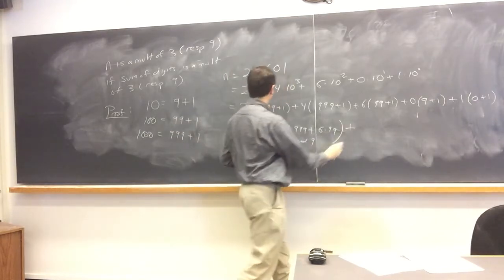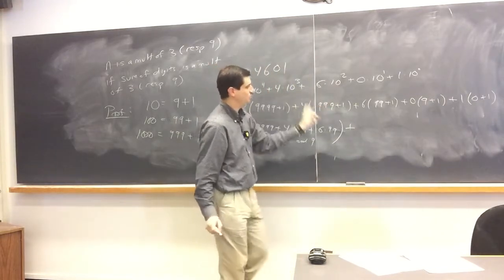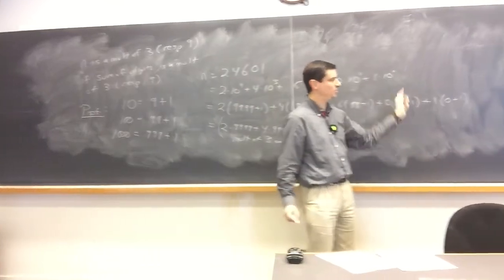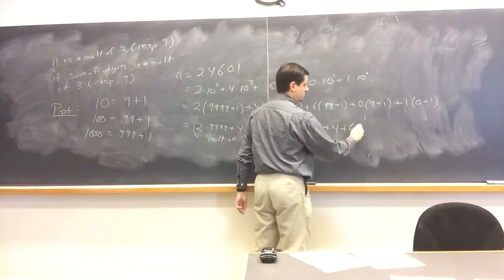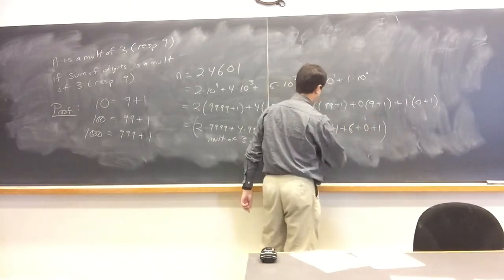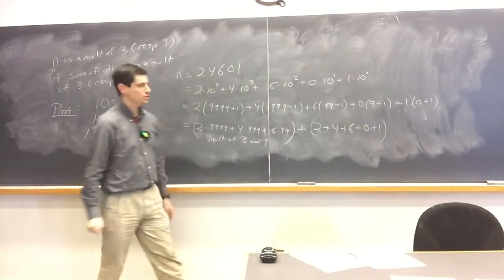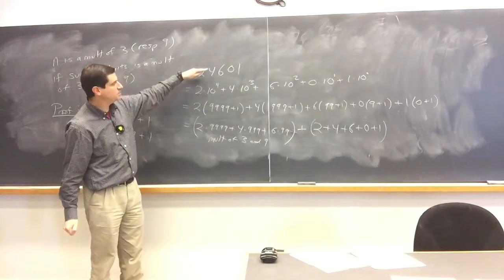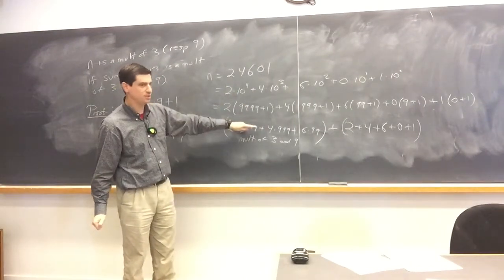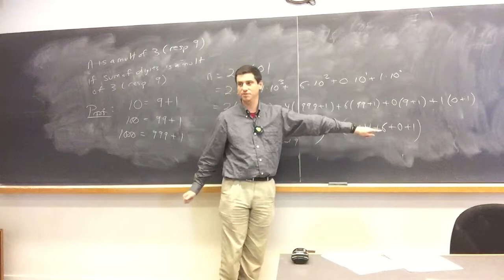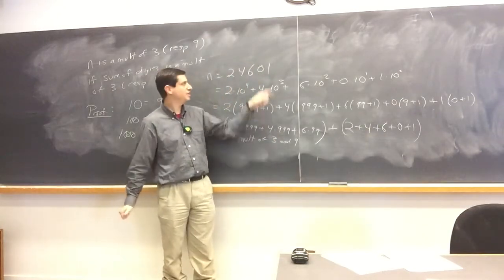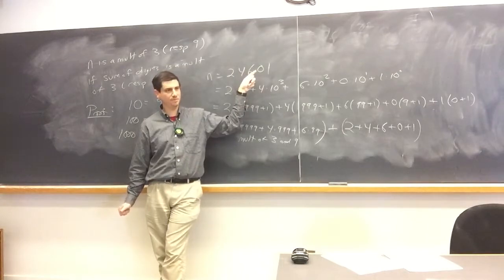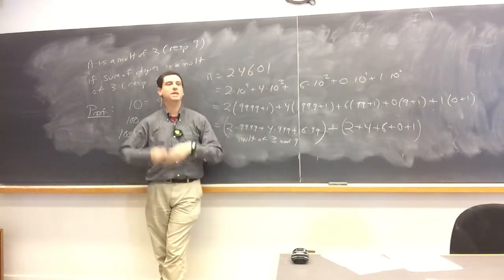And then what's left over? 2 times 1, 4 times 1, 6 times 1, 0 times 1, 1 times 1. 2, 4, 6, 0, 1. So now, if this number is a multiple of 3, since this is a multiple of 3, the sum must be a multiple of 3. If the sum is a multiple of 3, since this is a multiple of 3, then the original number must be a multiple of 3. And the same holds for 9.